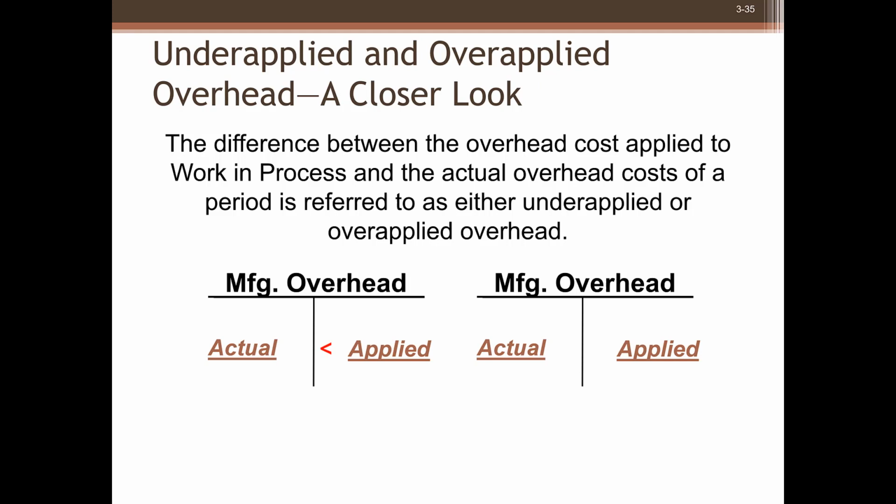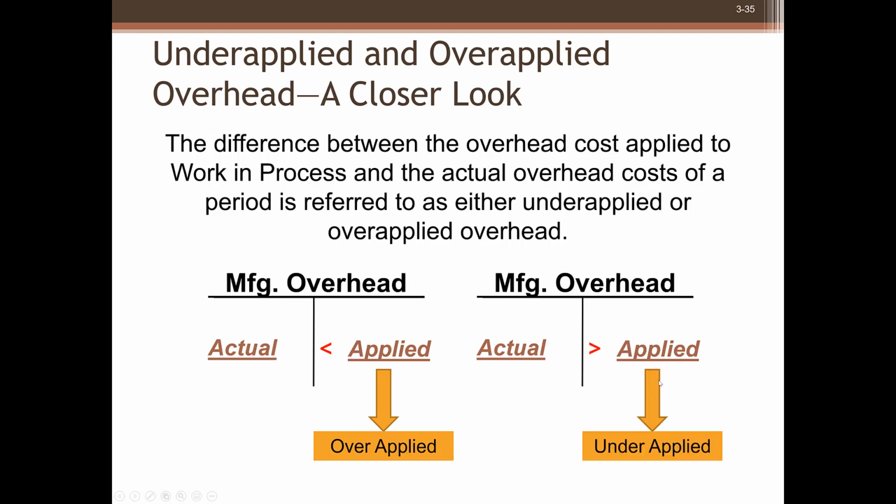Let's take a look at it here. If applied MO is more than actual MO, this is overapplied overhead. If applied MO is less than actual MO, it's called underapplied overhead. That's the definition for underapplied or overapplied overhead.